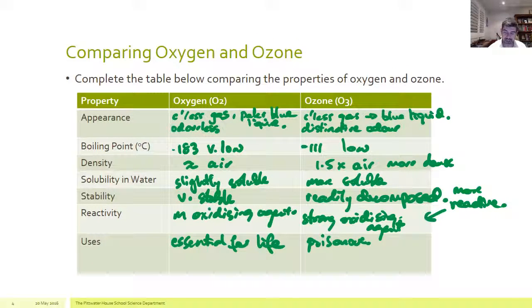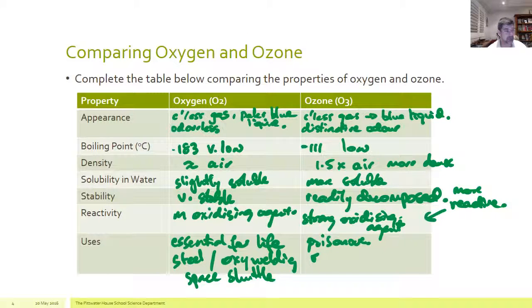Oxygen is useful for life, obviously part of respiration. It's also used medically. It's used in steel making. It's also used in areas such as oxy welding. It's even used in liquid form in space shuttles. And ozone, on the other hand, can be used as a refrigerant, it's used as a stabilizer for foods in the food industry, and also it's used in water purification.